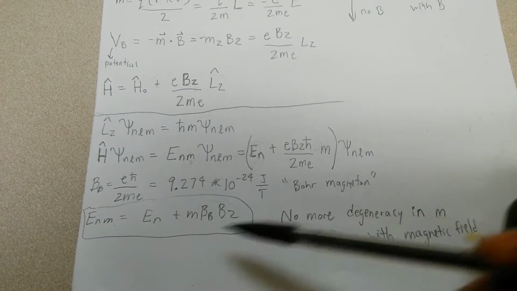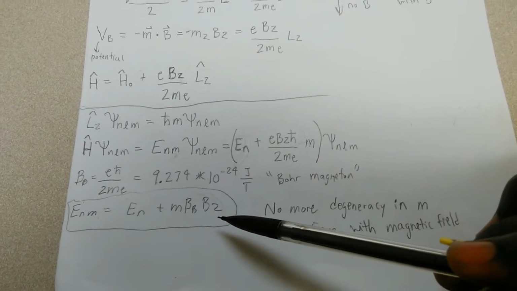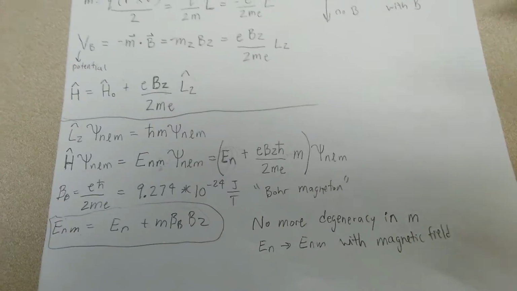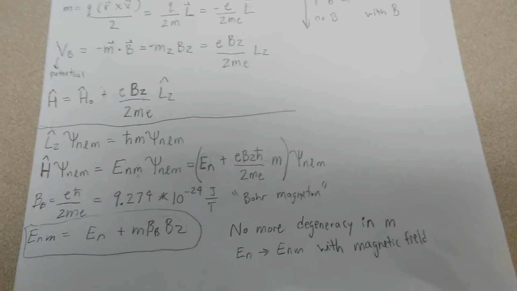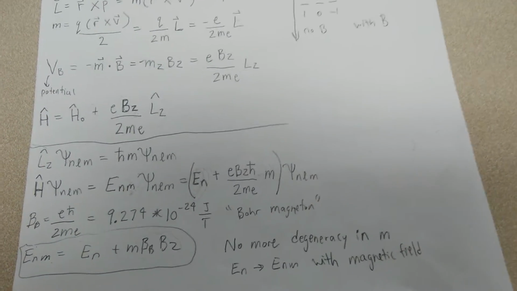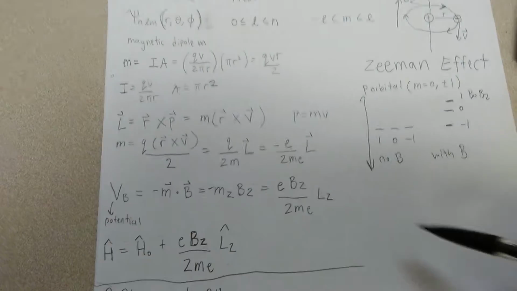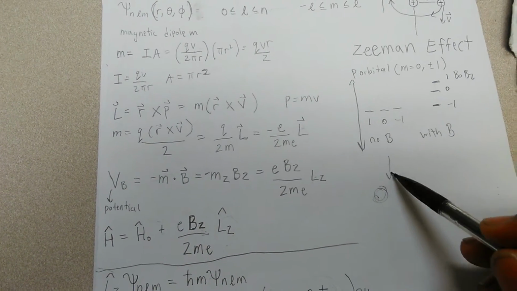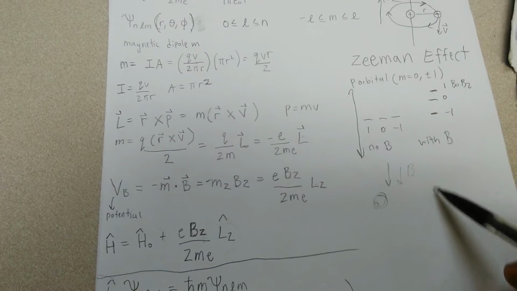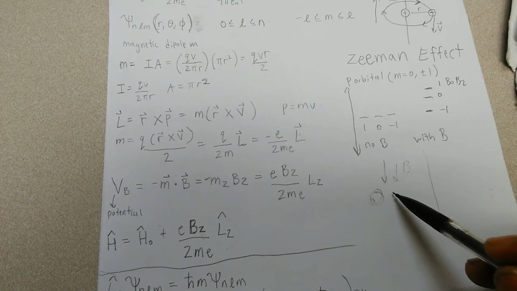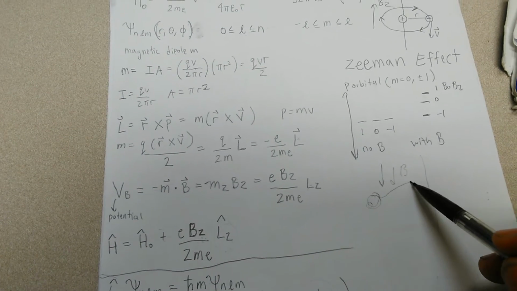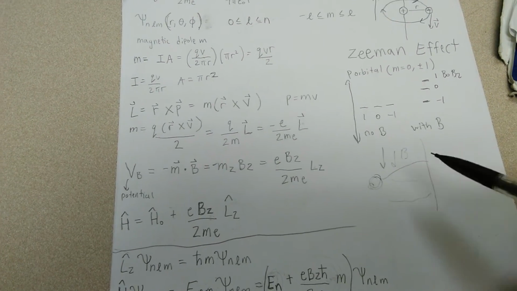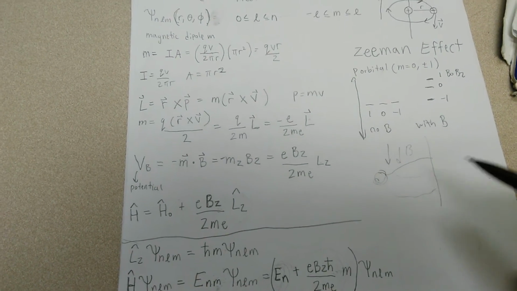Once we do this, since the energy now depends on m, there's no more degeneracy in the m states. Different m values now correspond to different energy states. So if we pass an atom through a magnetic field B, what we see in the detector is that, depending on the m value, it gets deflected in different ways, because the m values no longer correspond to the same energy states.